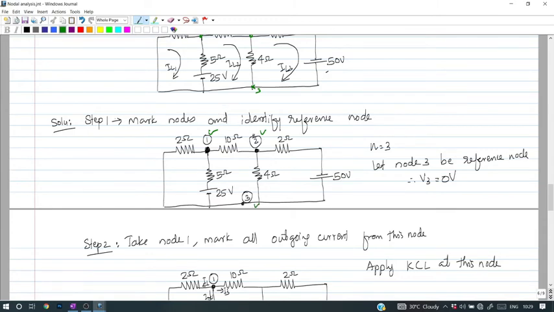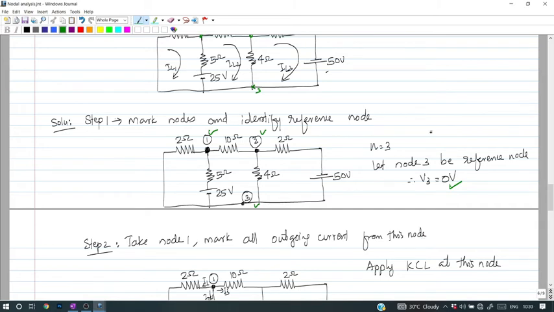We need to select one reference node. Here we can take node 3 as the reference node. Its potential is assumed to be 0 volt. Reference node potential is taken as 0 volt. Now what is the next step? Take node 1 and apply KCL. Write down simultaneous equations in terms of unknown variables.